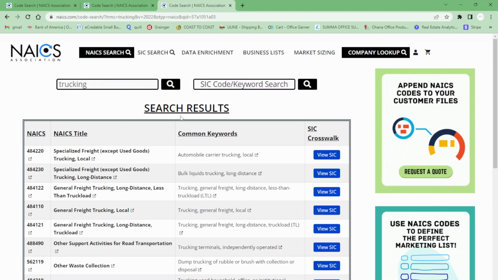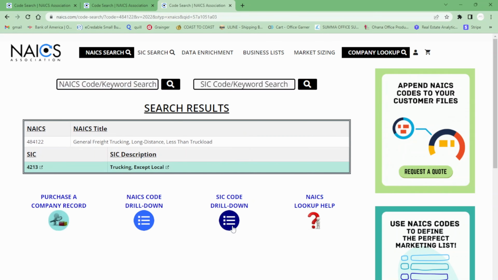So trucking, it says 48 is the two numbers, or 56. So it says specialized freight, used goods, trucking local, automobile carrier, trucking local. I'm sorry, I am a bit sick, and I've been sick for a week, so bear with me. All right, so here are the industries for trucking. Like I said, it says general freight trucking, long distance, less than truckload. Let's click that. I have no idea about the trucking industry, but I'm going to find out here today. Here we go.